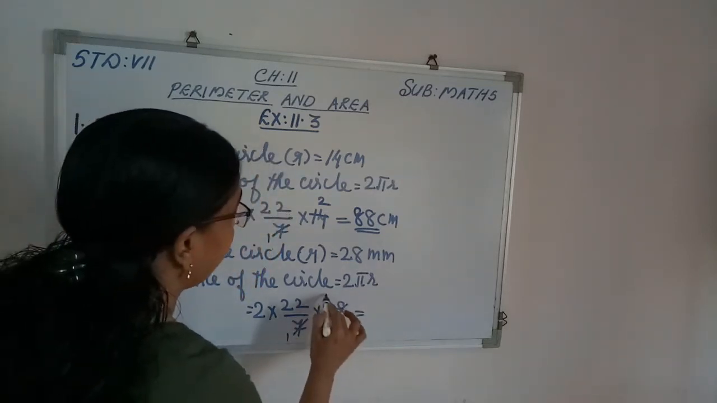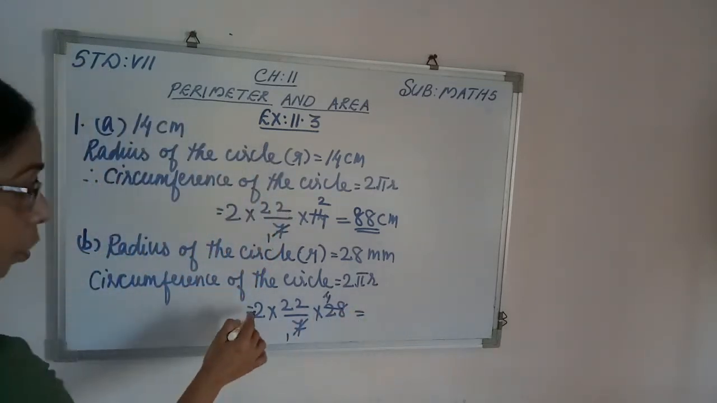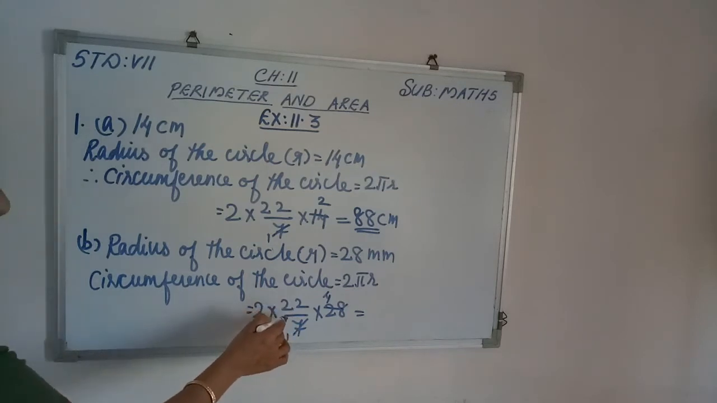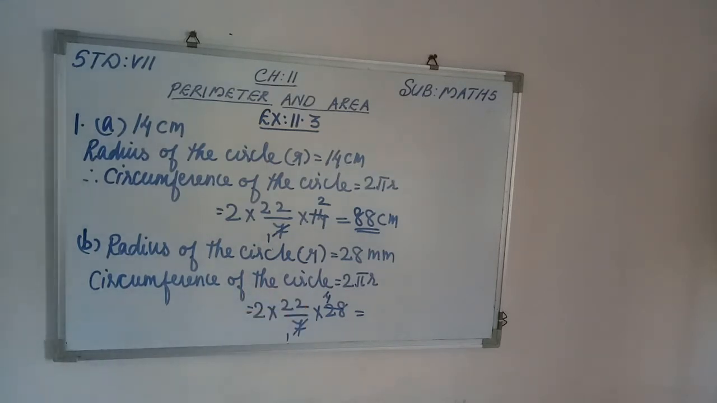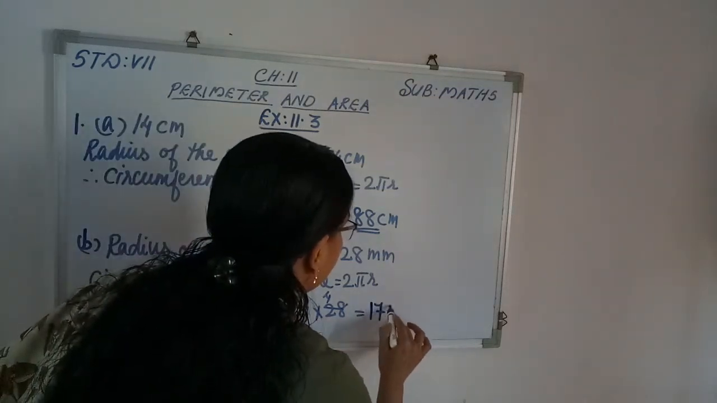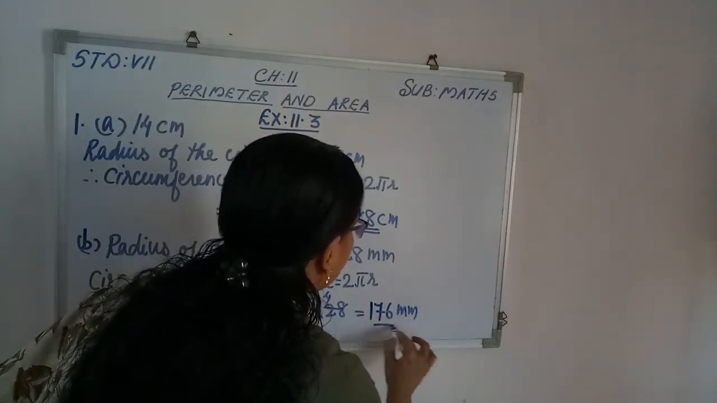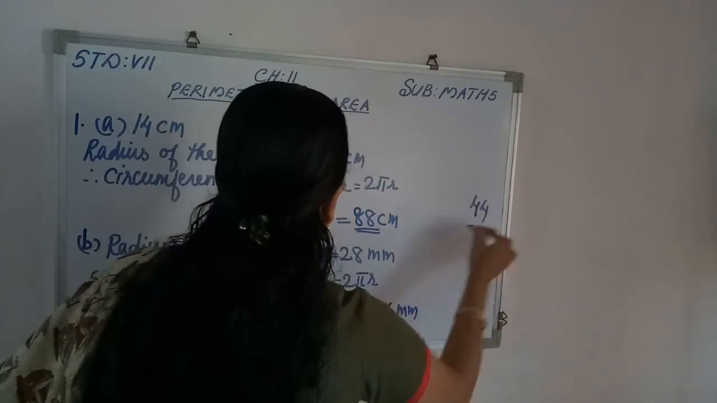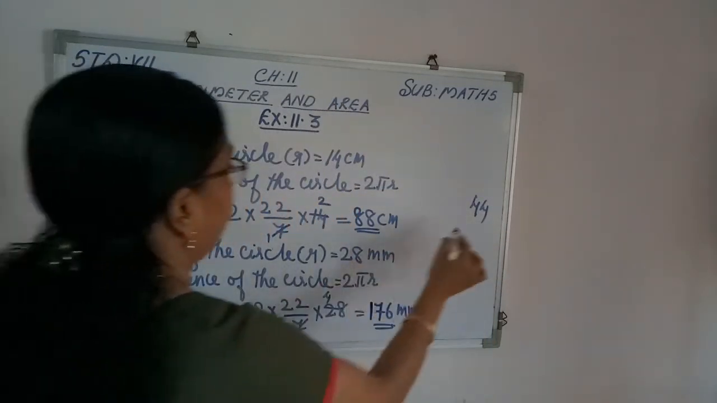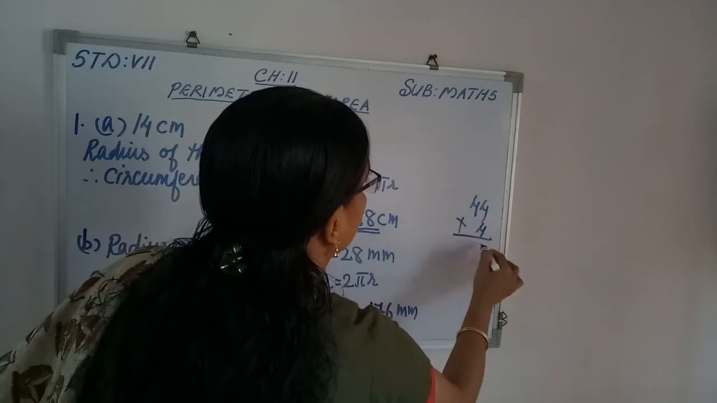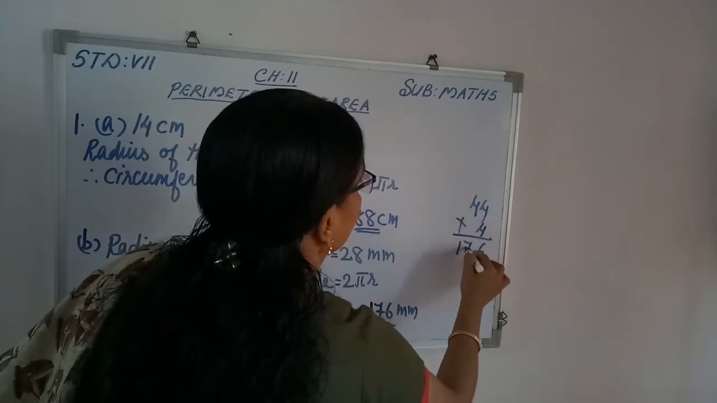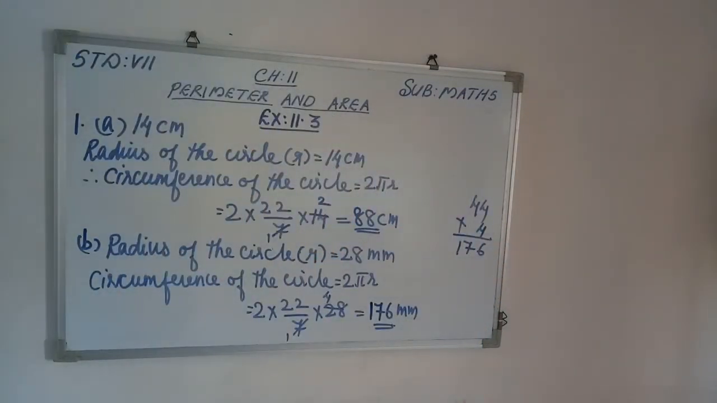7 ones are 7, 7 fours are 28. Okay. Now what to do? 2 into 22, 44. 44 into 4. What's the answer? 176. 176 millimeter. It is 44 into 4. 176. I hope it's clear to you.